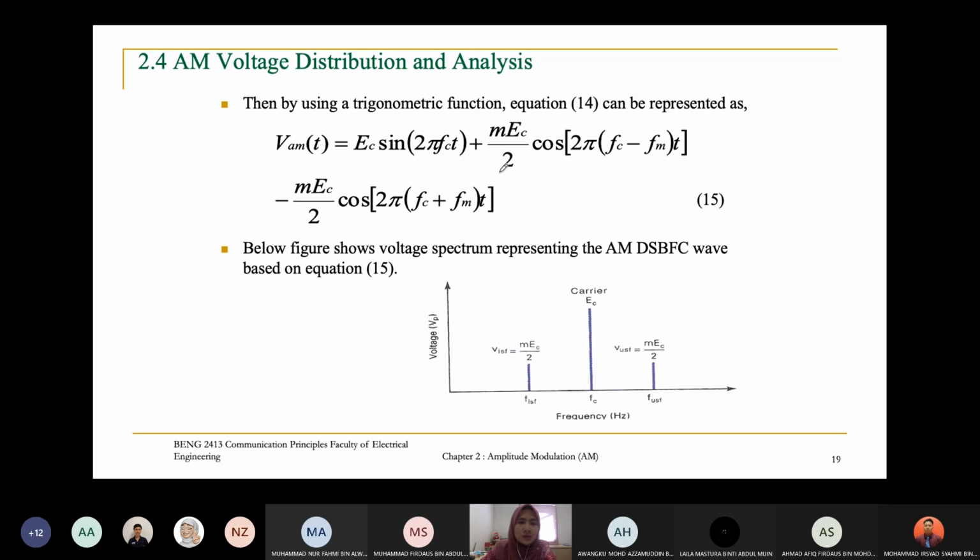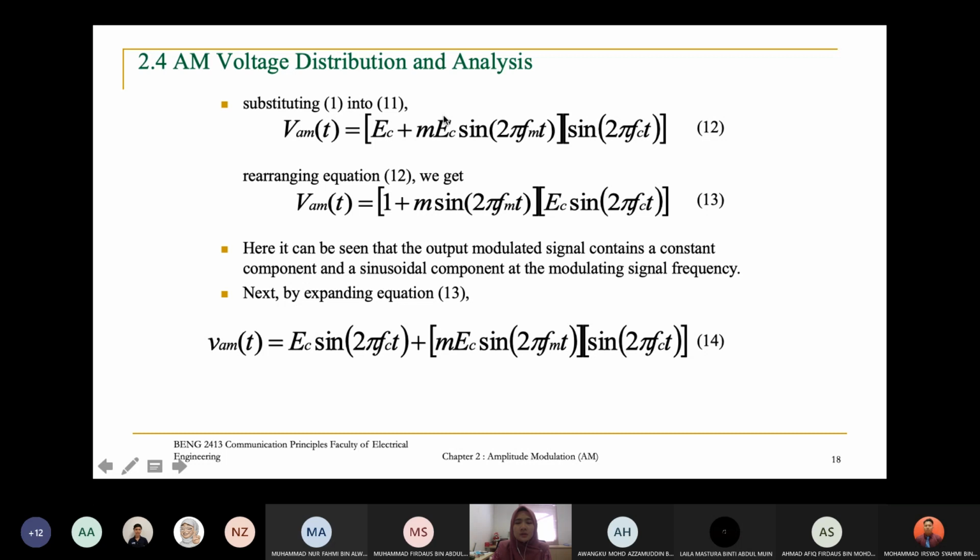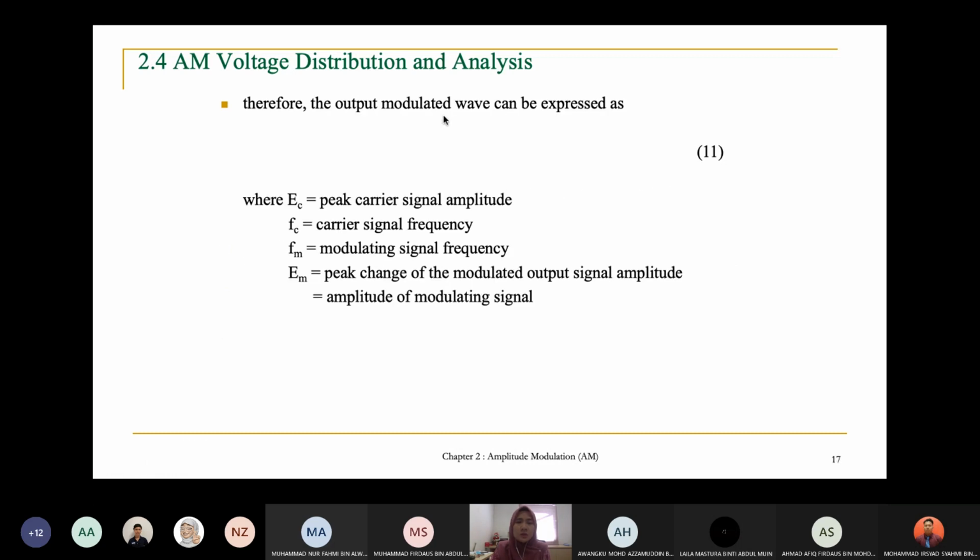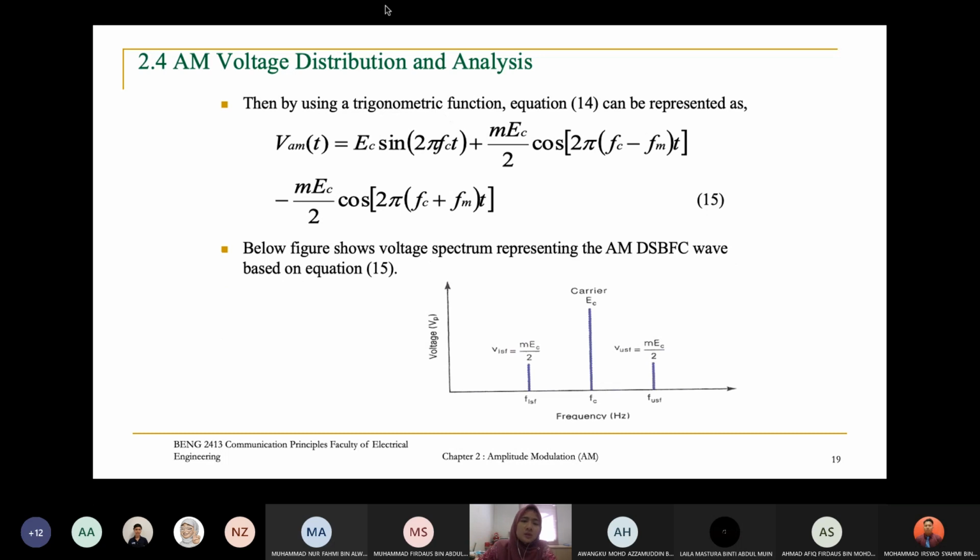If you want to know the derivation, you can refer to this slide. It shows the derivation from equation 11, and then you will get this equation. This is the VAMT expression based on frequency spectrum, and this one you must remember. It is actually very easy to remember. VAMT equals EC sine 2 pi FCT plus MEC over 2 cos 2 pi (FC minus FM)T minus MEC over 2 cos 2 pi (FC plus FM)T. Why is this easy to remember? Because if you can remember this frequency spectrum, you know that this is FC, this is the lower side frequency, this is the upper side frequency, and then you can come up with this expression.